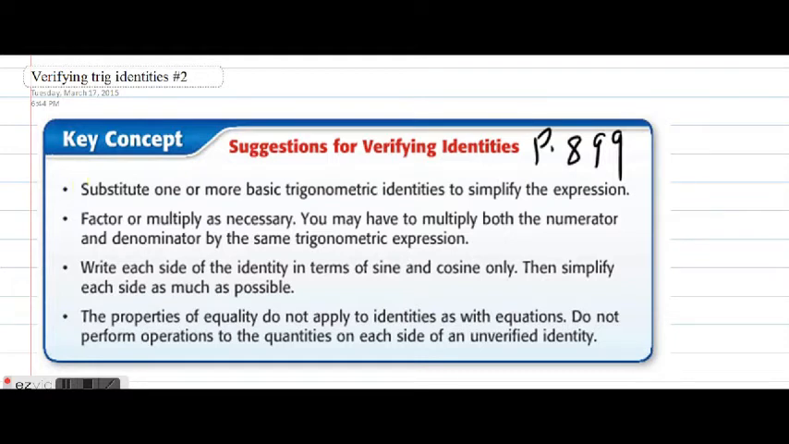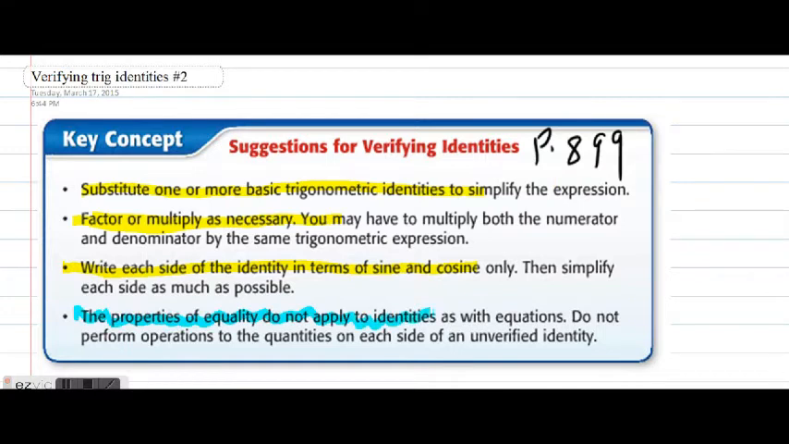So you've seen me do this one right here, where we want to write in sine and cosine. Right? You saw me do that one. I've talked about how you're just doing trig, just doing some basic algebra, so factoring or multiplying. You've seen me do this. You've done it yourself. Substitute one of the trig functions. You're trying to simplify. You're trying to make it smaller. And then the properties of equality do not apply.